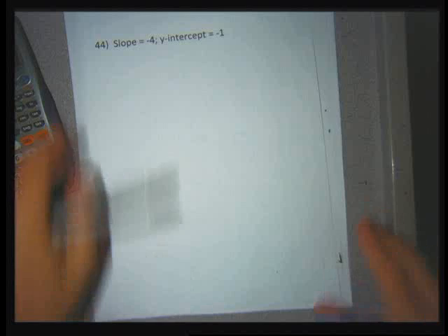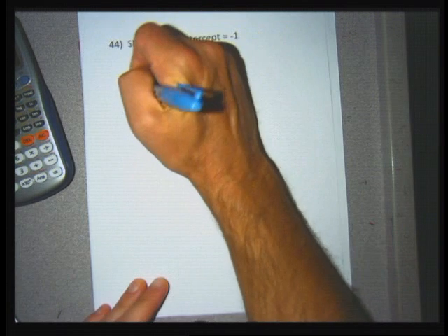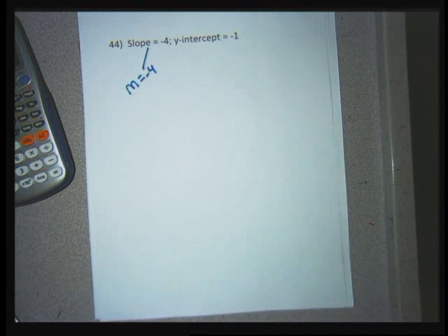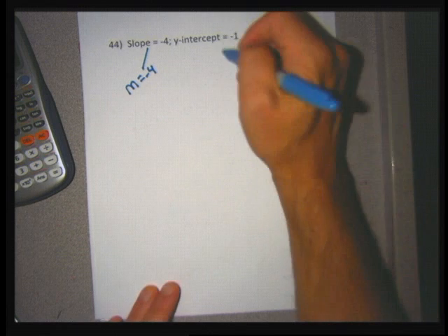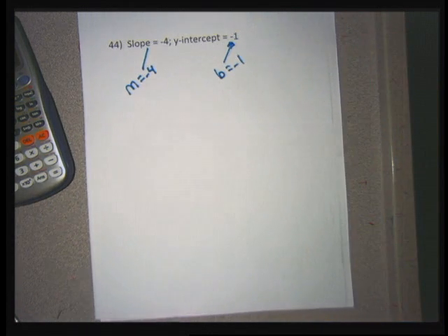44 is still a friendly-ish problem, but it's different because in 44, I give you the m and I give you the b. In the last two problems, I gave you points that weren't the y-intercept. So the y-coordinate of the point wasn't the b. In this problem, I gave you the y part of the y-intercept, and I gave you the b. 44 has no algebra whatsoever.